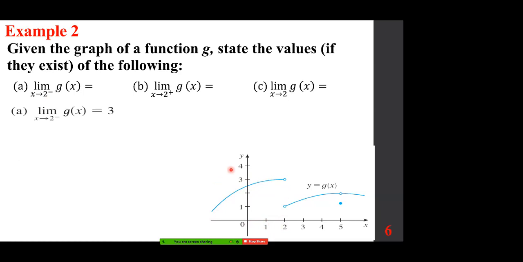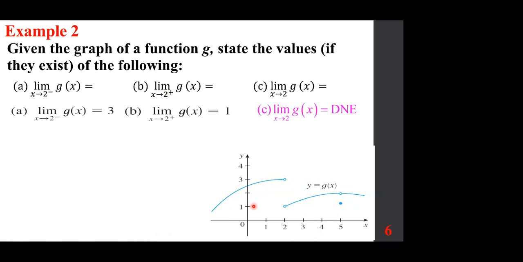However, from the right, we are coming this way towards 2. So we are moving this way and we are approaching this hole, from the right of number 2. And this one has y coordinate 1. And so what about the limit? The limit doesn't exist. Why is that? They are not identical. The limit doesn't exist because they are not identical. The limit only exists if they are identical.